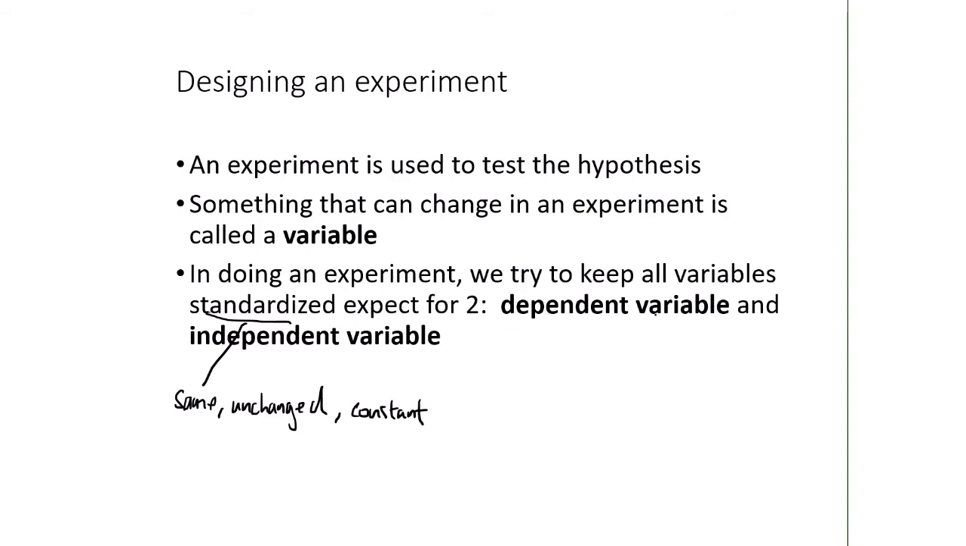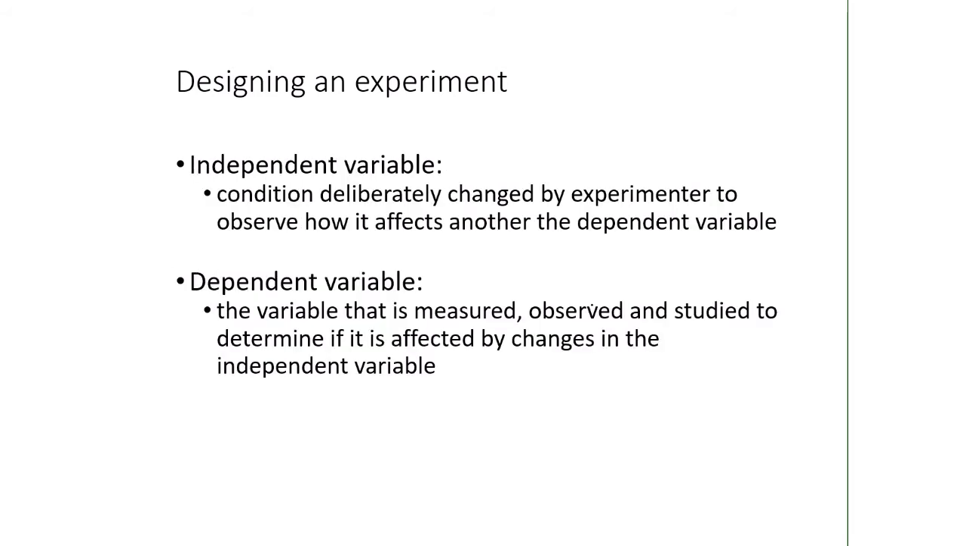So let's take a look at what they are. In an experiment, the independent variable is the condition that is going to be deliberately changed by the person who's conducting the experiment. We change this condition to observe how it is going to affect another variable, and that other variable is the dependent variable. So by changing the independent variable, we want to measure, observe, and study any potential effects on the dependent variable.